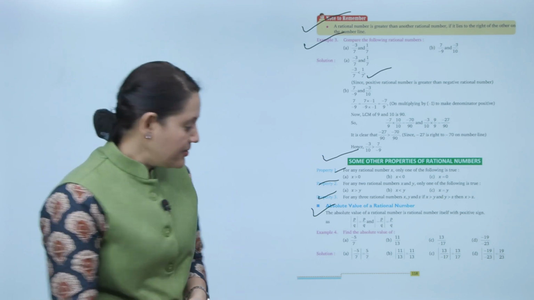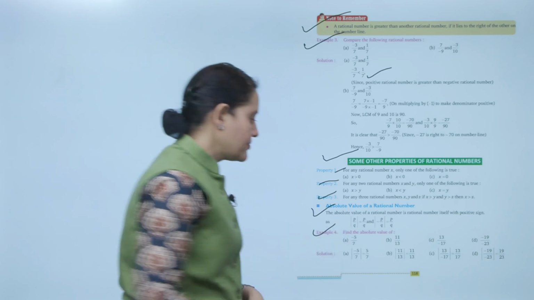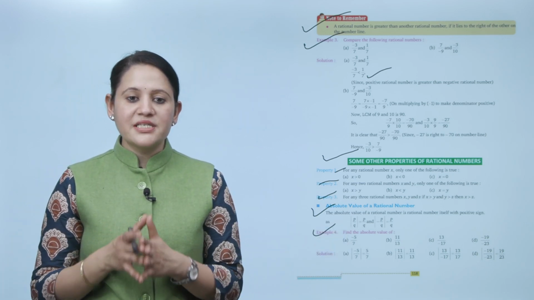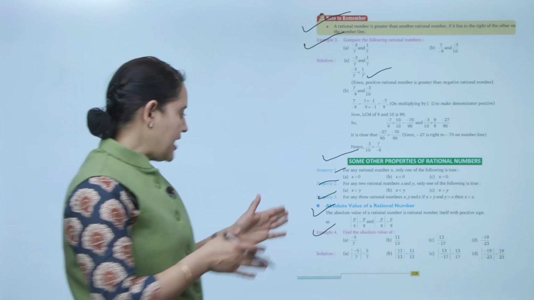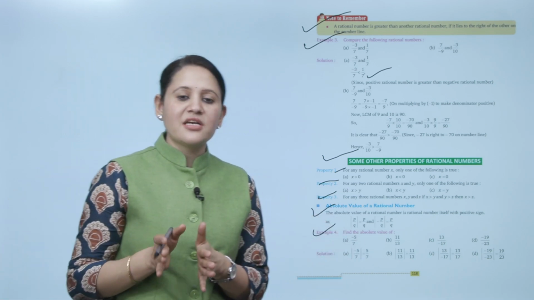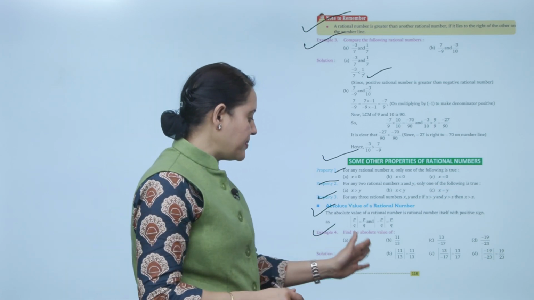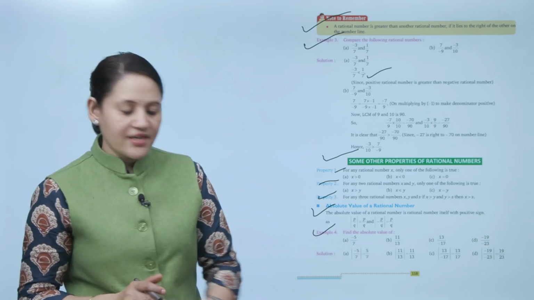Next we'll take an example. Find the absolute value of -5/7. As we know, in absolute value we only write the numerical value, we will not consider the sign. So the absolute value of -5/7 is 5/7.